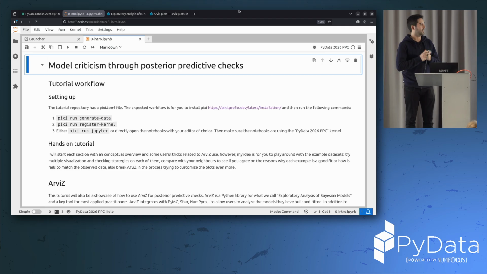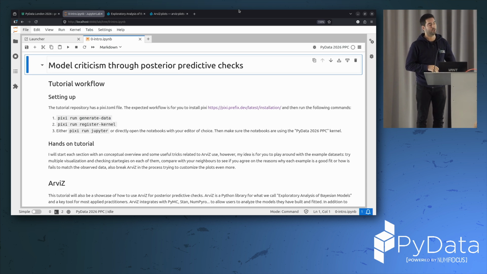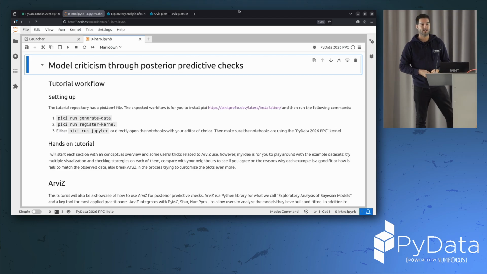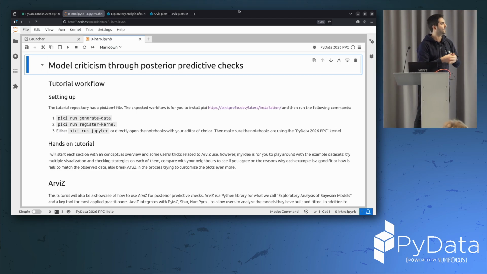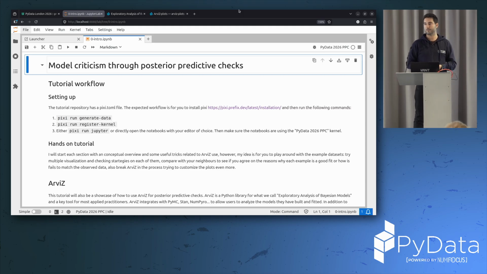Nice. So yeah, my name is Oriol Abril. I'm one of the maintainers of ArviZ and PyMC libraries, if you're familiar with them. I mostly work on ArviZ, not so much on PyMC, but also a little bit. And my tutorial today is to use posterior predictive checks to inspect different types of models. So I'll start with a bit of an introduction.